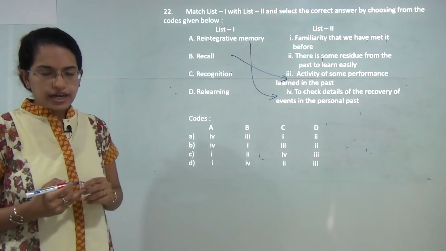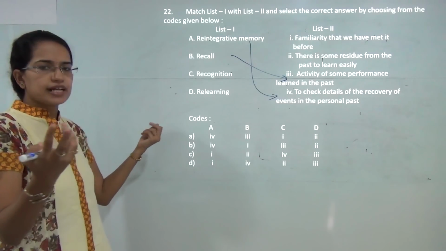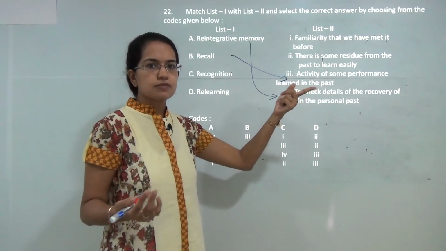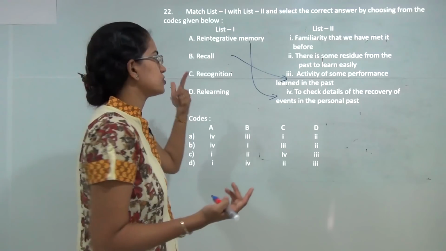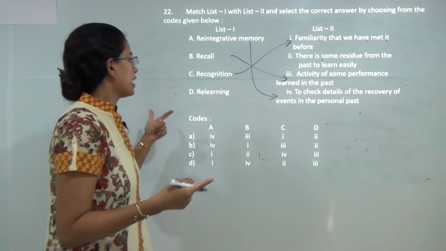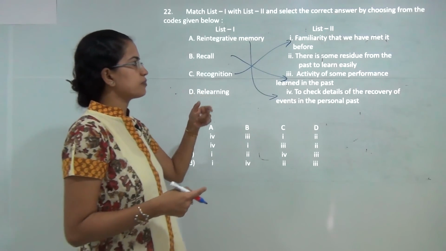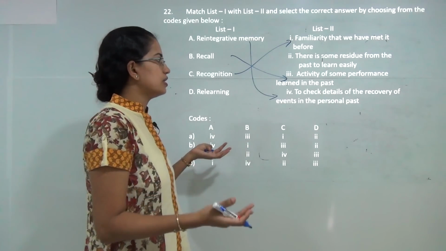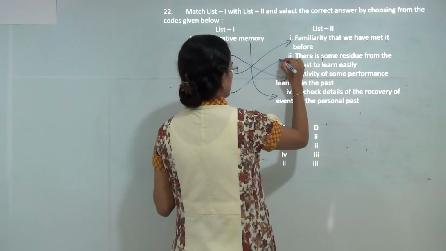Recognition means you are trying to create familiarity between the two things. For example, I feel that I have met this person somewhere. So what you are trying to do is recognize it, to generate familiarity. And finally, relearning. Relearning means if there is some residue that is left, you are trying to learn again from what happened in the past.